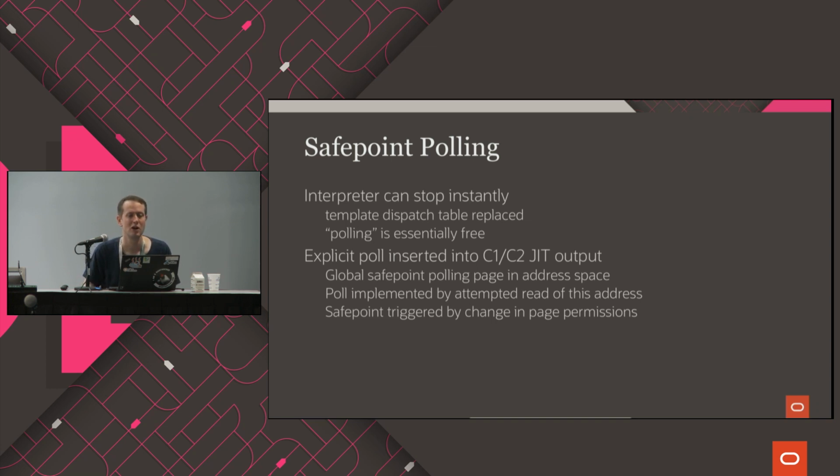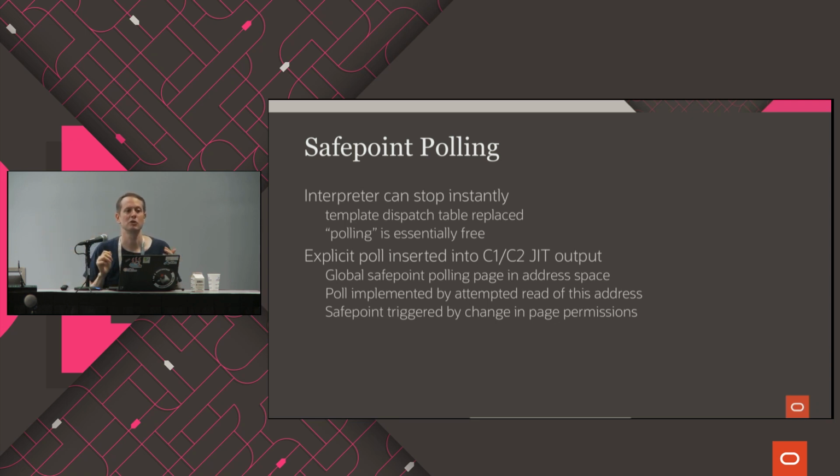So for compiled code, what we do is we have a single page in our address space, and it doesn't really matter if there's any data there. The important part is the permissions that are on that page. And so by changing the permissions on that page, we can force threads to stop. So compiled code will go and look at that page, it'll try and read that page. And if the read succeeds, then that means it had read permissions to access that memory, and then it just goes about its way. It doesn't actually care about the data it's reading. All it really cares about is that there wasn't an error when it tried to read it.